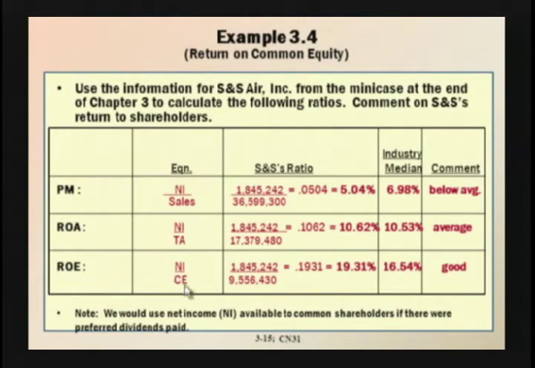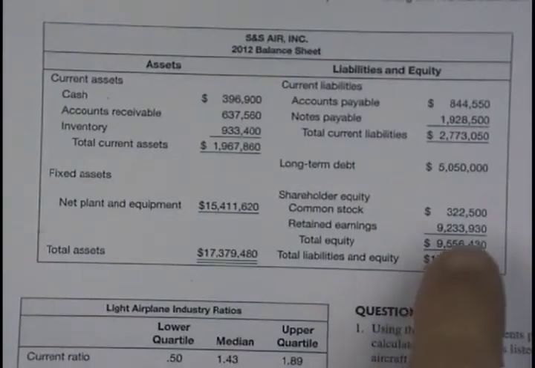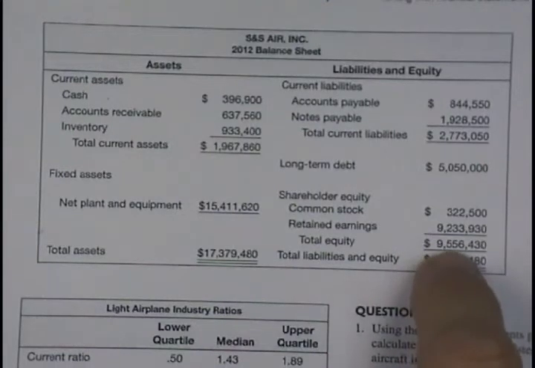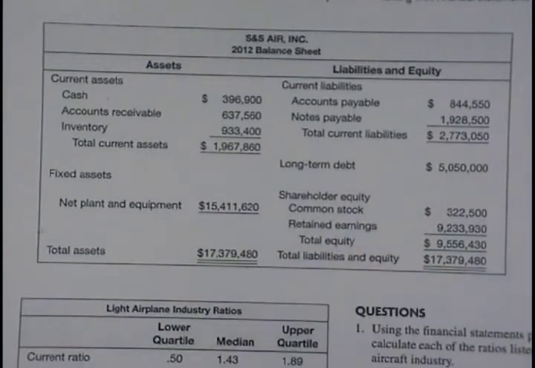We'll take net income and divide by common equity. We've already used the net income figure. We need the common equity amount from the balance sheet. It's the sum of the common stock, $322,500, and the retained earnings, $9,233,930. The total equity is already subtotaled for us, $9,556,430 is the total equity.